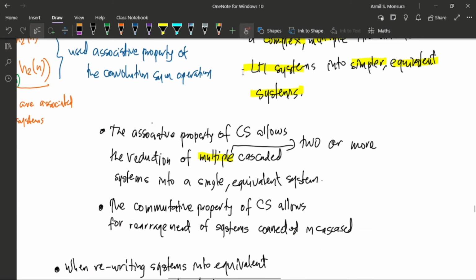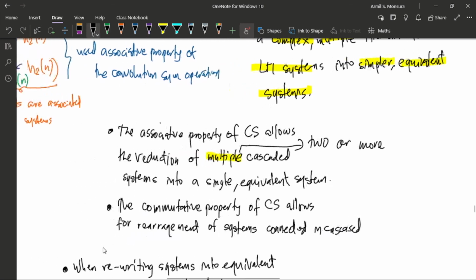So here, we pointed out that the associative property of convolution sum allows the reduction of multiple cascaded systems into a single equivalent system, while the commutative property of convolution sum allows for rearrangement of systems connected in cascade. Okay. So the last point that we would like to add here is this.